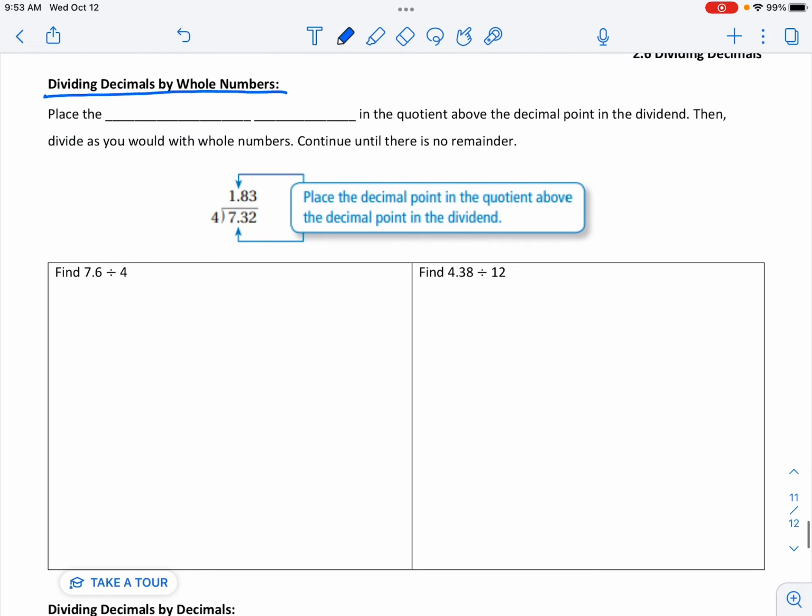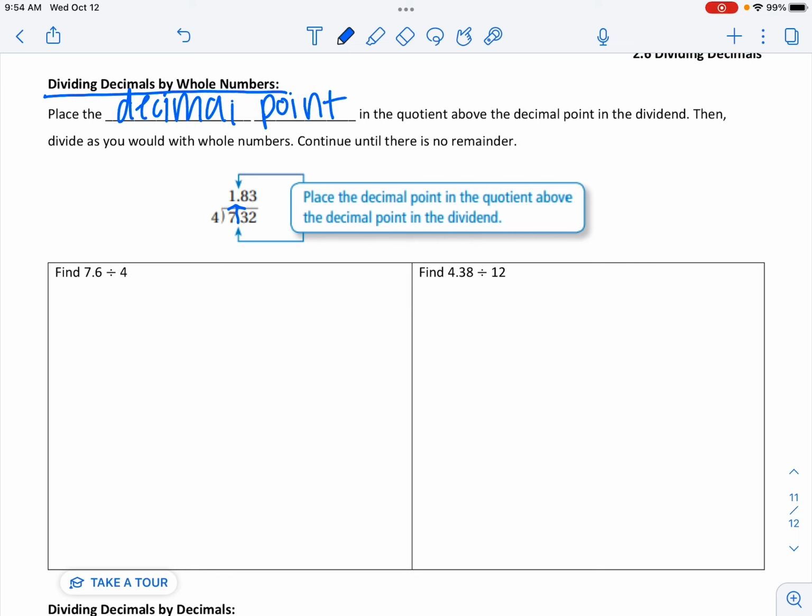Okay, so when you're dividing decimals by whole numbers, you place the decimal point in the quotient above the decimal point in the dividend. Then you divide as you would with whole numbers, continuing until there is no remainder. So the only difference is that there's a decimal point in your dividend and you're moving it straight up into the quotient. That is the only difference between dividing whole numbers and dividing decimals.